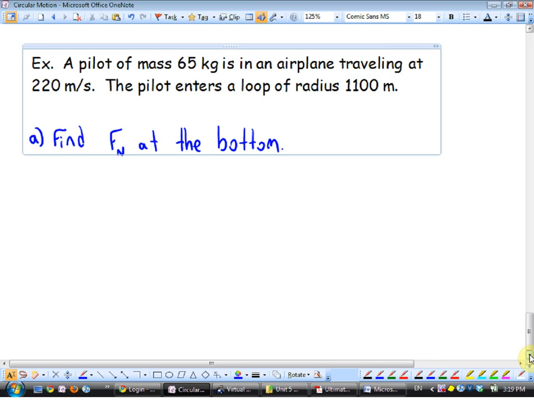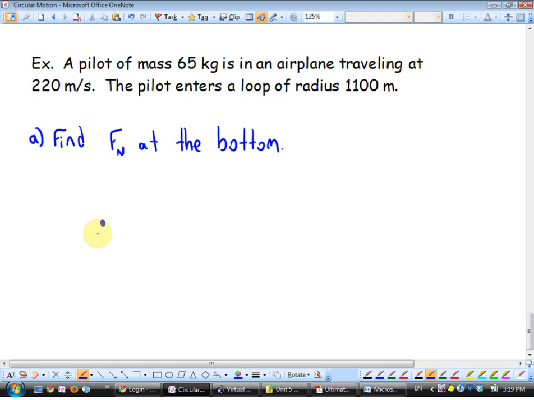I'm not going to try drawing a picture if that's okay. I'm hoping you guys can visualize it. Okay. At the bottom of the loop, here's our pilot. What are the forces acting on him at the bottom? Get the obvious. Oh, sorry, you guys are still writing. Let me slow down. Hang on, people are still writing this. Done? Good. What are the forces acting at the bottom?